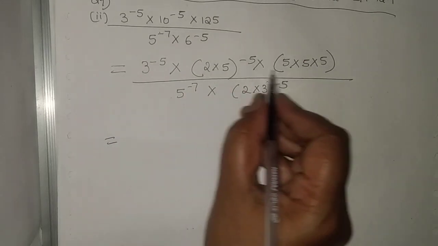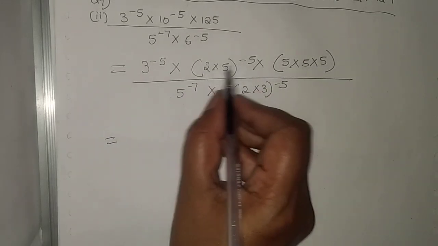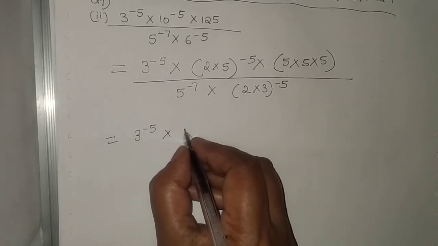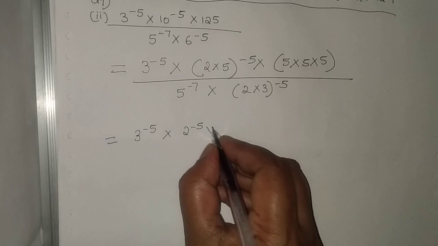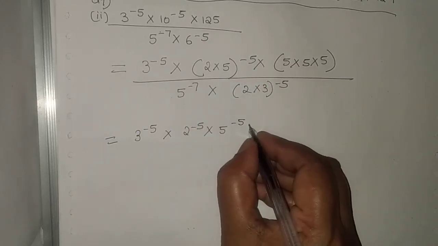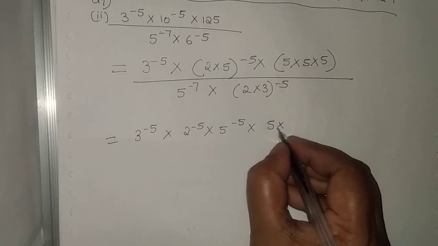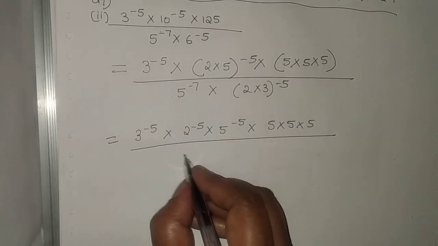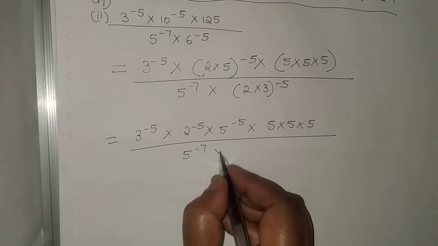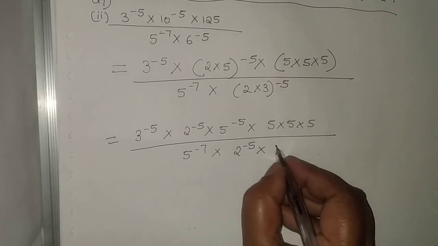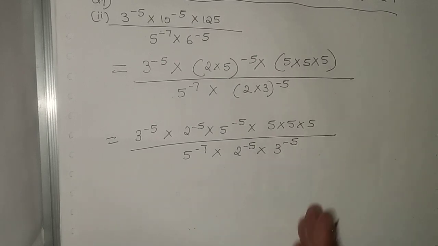Now we will split each power here, bring this power inside the bracket, then 3 power minus 5 into 2 power minus 5 into here 5 power minus 5 into 5 into 5 into 5 divided by next 5 power minus 7 into here 2 power minus 5 into 3 power minus 5.